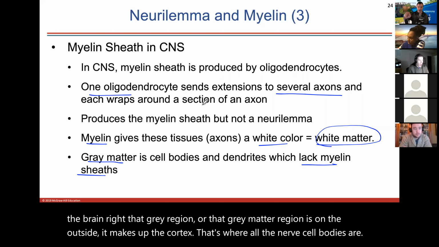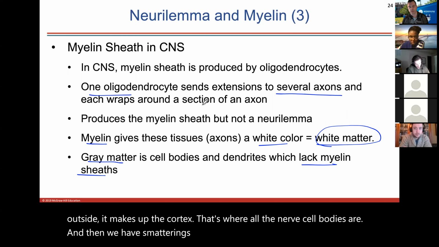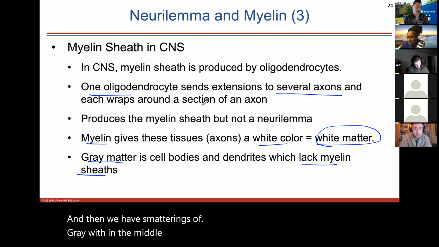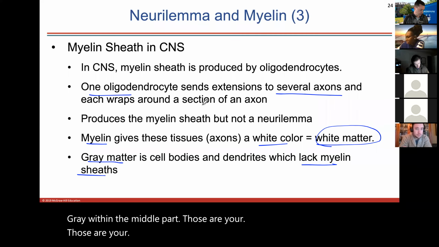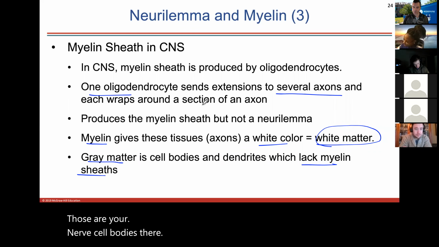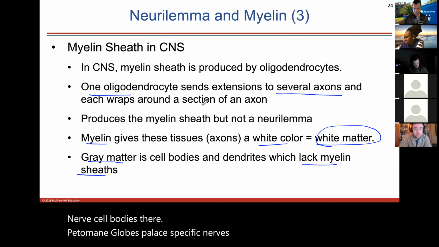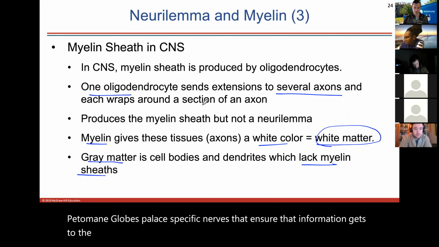And then we have smatterings of gray within the middle part. Those are your nerve cell bodies there. Putamen, globus pallidus, specific nerves that ensure that information gets to the right location.